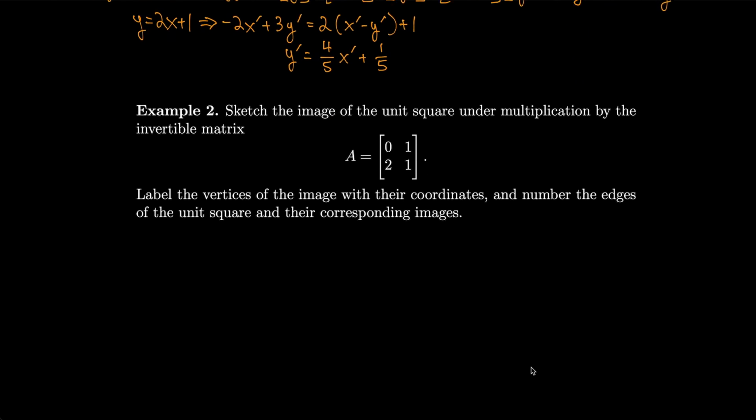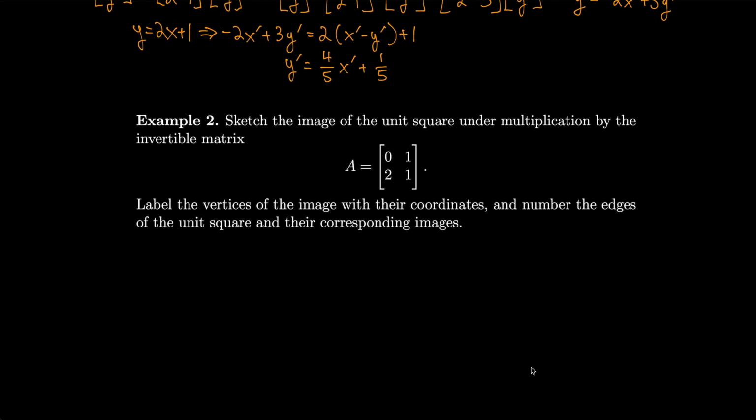Let's sketch the image of the unit square under multiplication by the invertible matrix A given. We'll label the vertices of the image with their coordinates and number the edges of the unit square and their corresponding images. So first, let's see what happens to the corner (0, 0). I'll take the matrix [0 1; 2 1] and multiply it by the first vertex, and I'll get (0, 0). So the origin stays the origin.